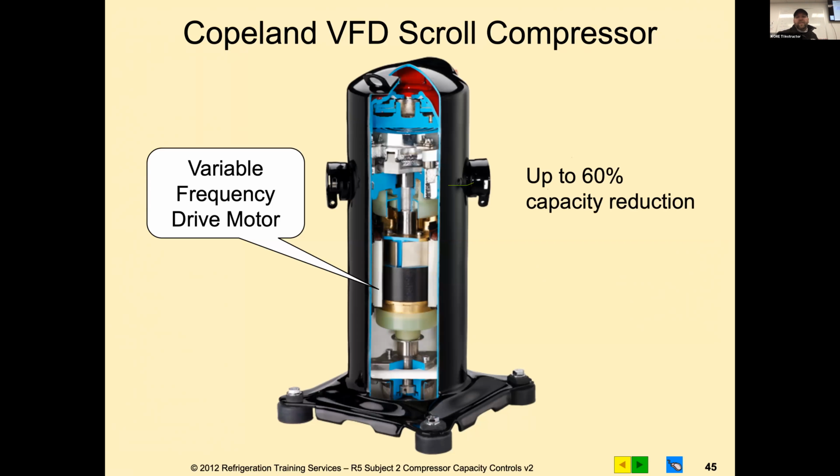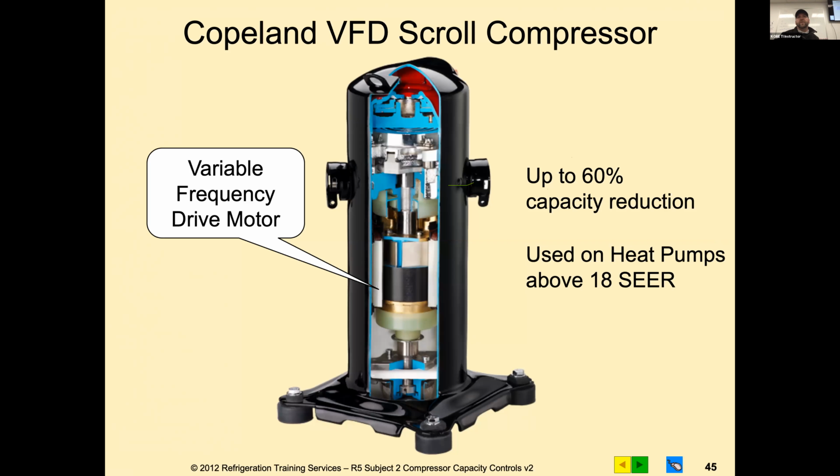So the VFD gives up to 60% capacity reduction. The reason it only goes down to 40% is because if you try to run those scrolls any lower, they use a centrifugal type pump system that pulls oil up to the oscillator plates through the center shaft, and it has to rotate at a certain speed to pull that oil up. If you slow it down too much for too long, you dry up the compressor.